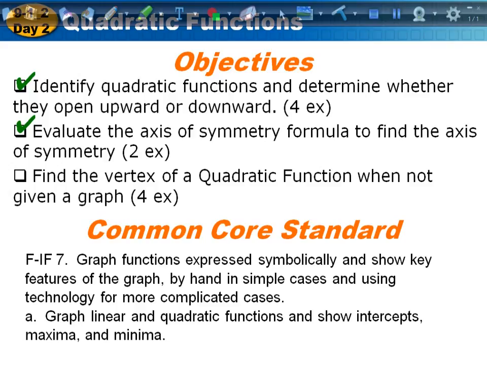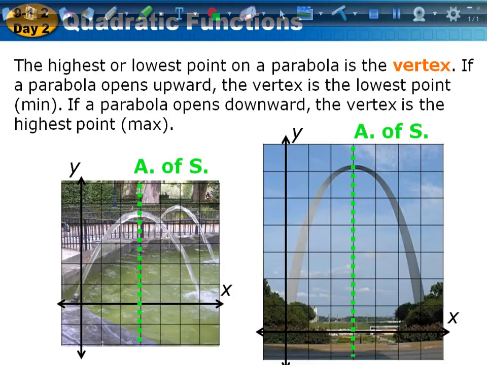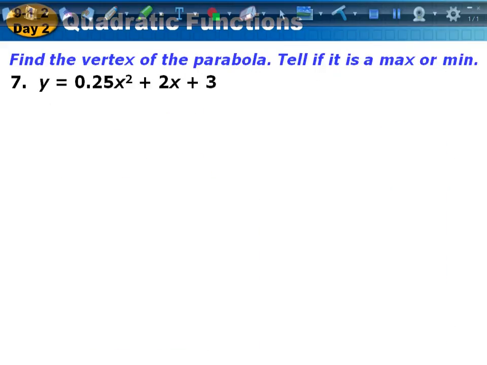We're going to find the vertex of the quadratic function when not given a graph. Again, to remind you, the vertex is the highest and lowest point of a quadratic, or we call them the max and min. Go ahead and write down number 7. Number 7, y equals 0.25x squared plus 2x plus 3. And it says find the vertex of the parabola and tell whether it's a max or min. This one, to tell whether it's a max or min, you look at the A. Since it's positive, it's going to open upward, and if it opens upward, it's going to have a minimum value.